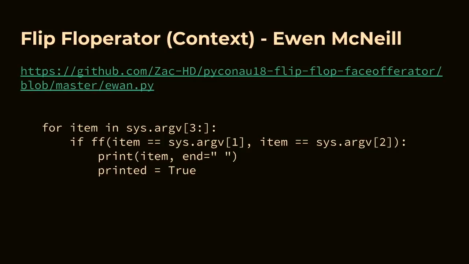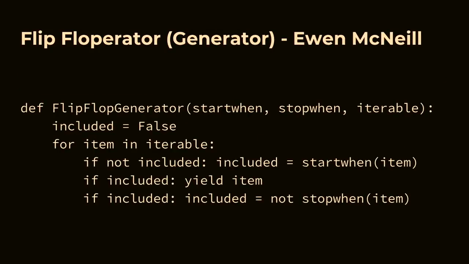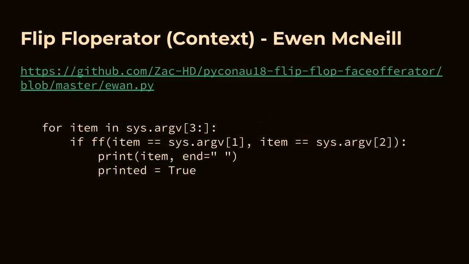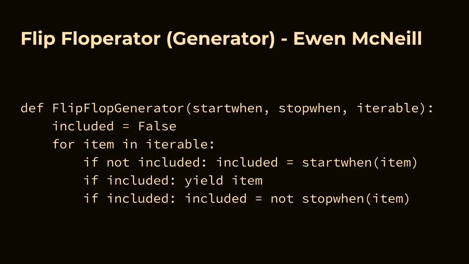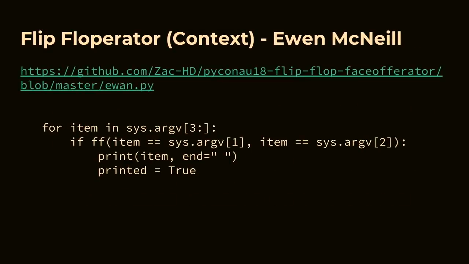Ewan McNeil actually made 2 different implementations, both a context and a generator-based thing. Let's take them together. Does it work? It seems to have worked. I think it works. It looks like it works. Is it a good idea? No. Does it have pizzazz? Yeah, the two implementations. Some variety. Extra points for arbitrary reasons?